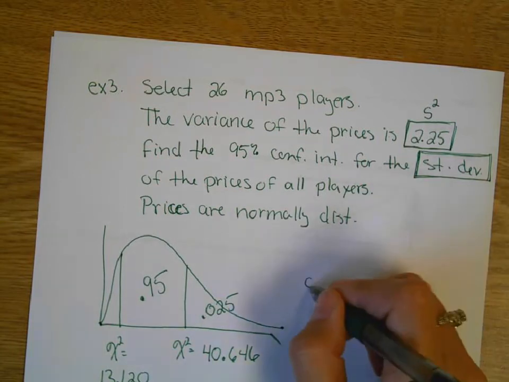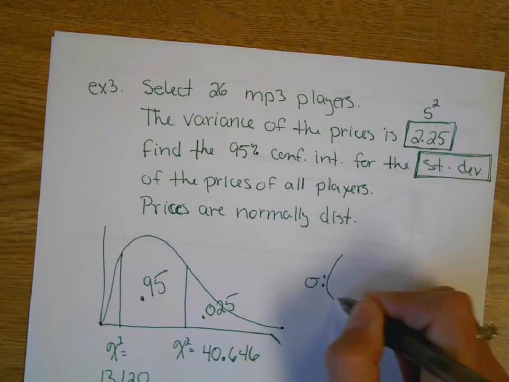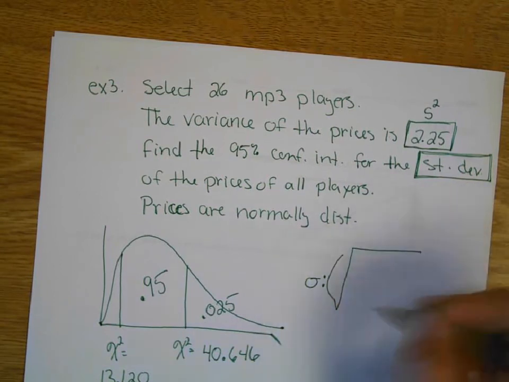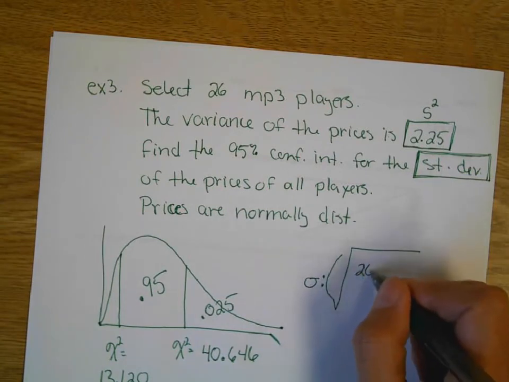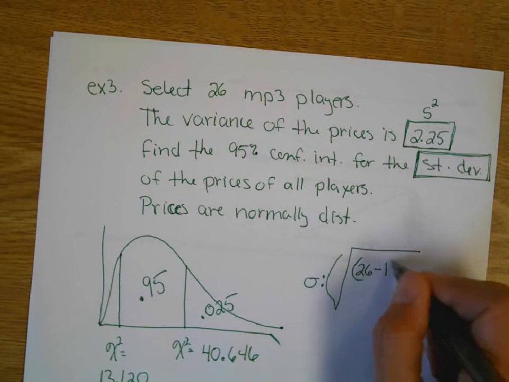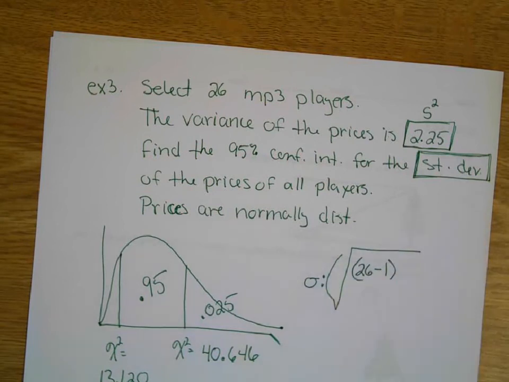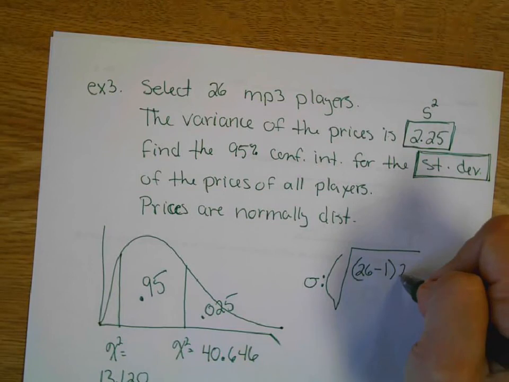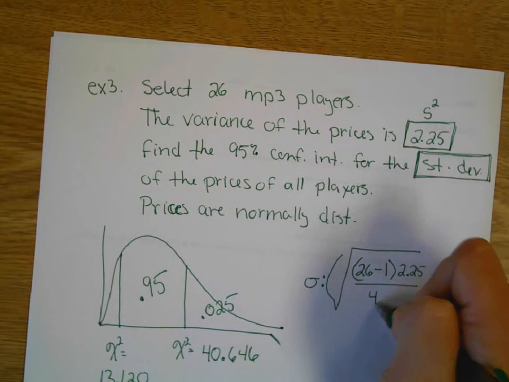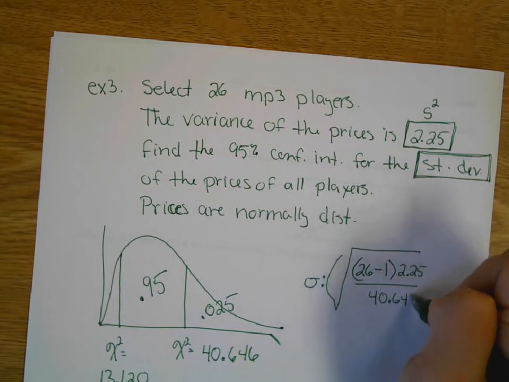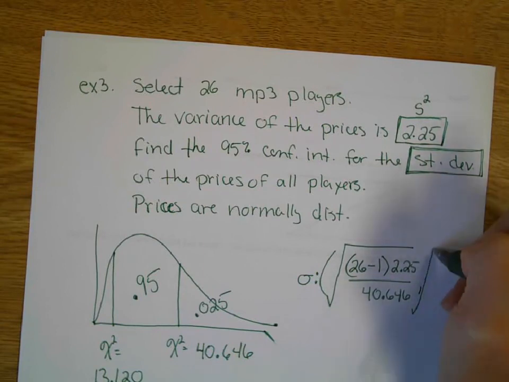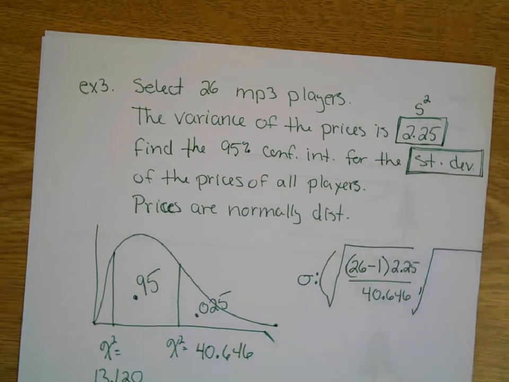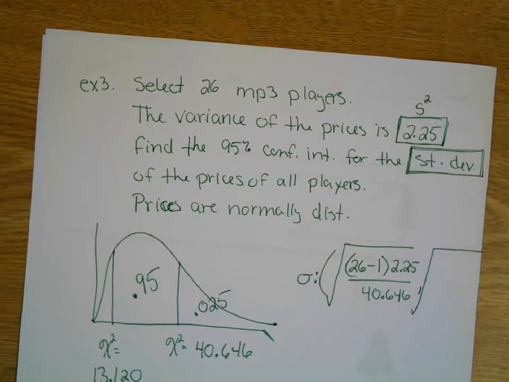So we're doing the standard deviation interval, which requires our big square root, and then the formula. It's 26 minus 1, times 2.25 without the square this time, over the 40.646. No, you don't square it because it's variance. 2.25 is the variance.